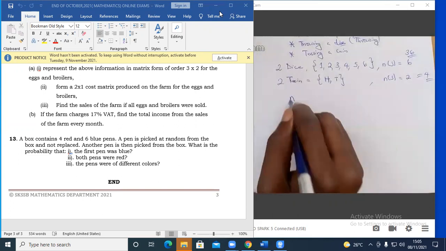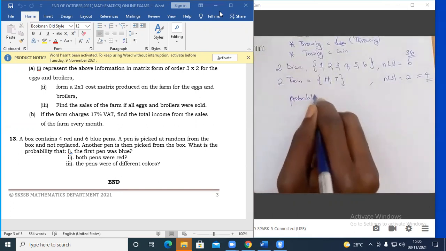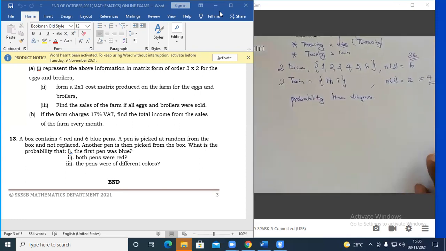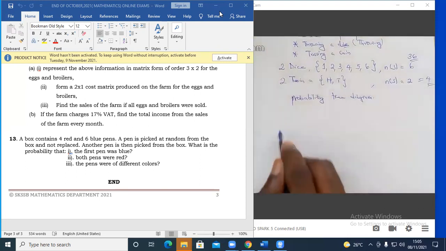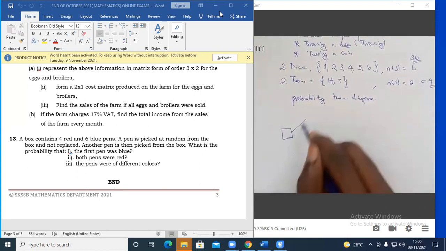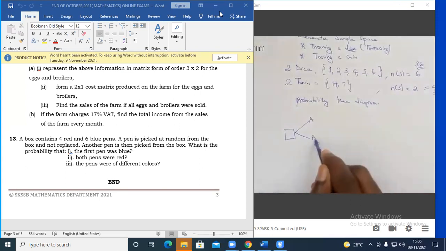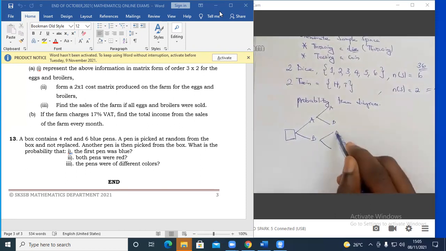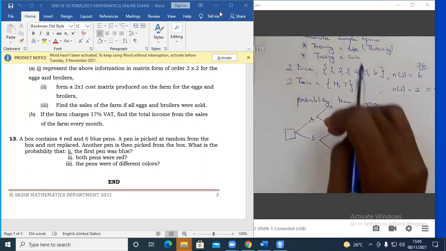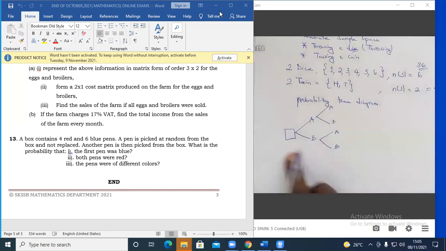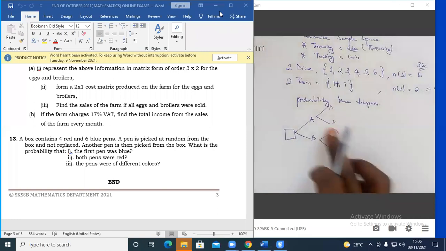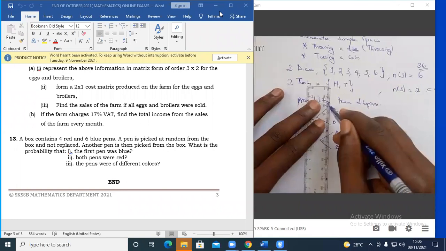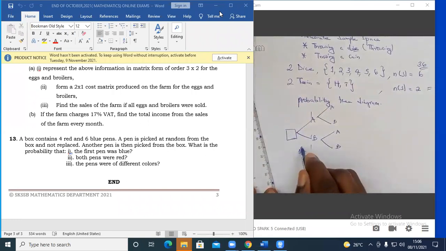After that, we also talked about the probability tree diagram. If this is a container, and we have two items, A and B, and this is also A and B, what you have drawn here is what we call a probability tree diagram. This experiment was done 2 times.